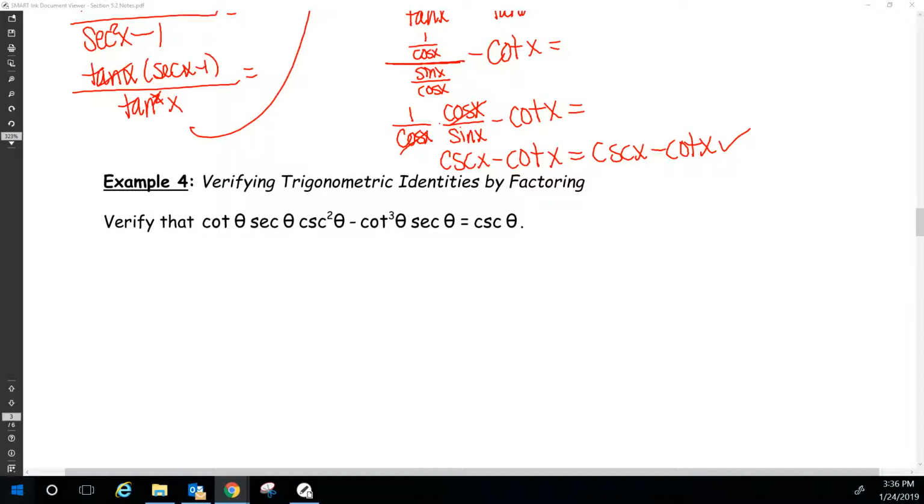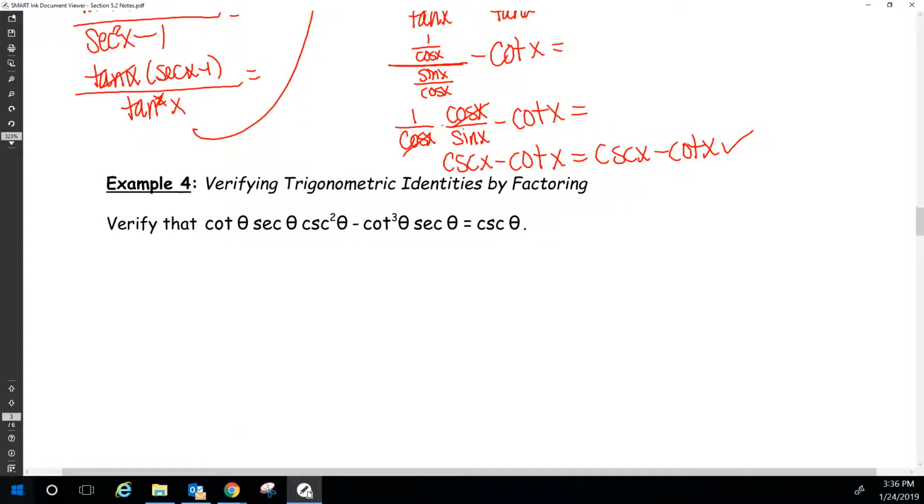Do these two terms have anything in common? Remember, we are ignoring this piece over here. So without that piece, looking at this term and this term, what do they have in common? They both have a cotangent, 1, and they both have a secant. So I'm going to factor out of this one cotangent and one secant.